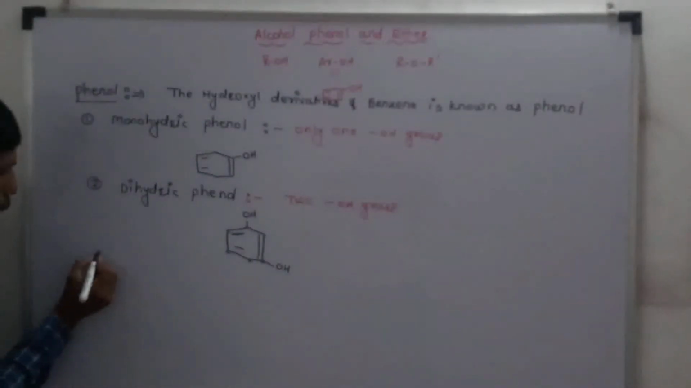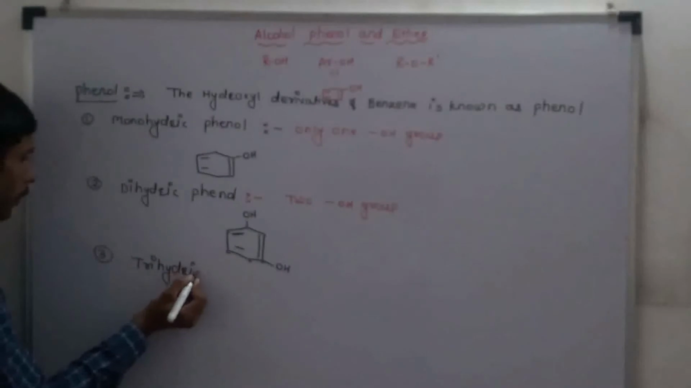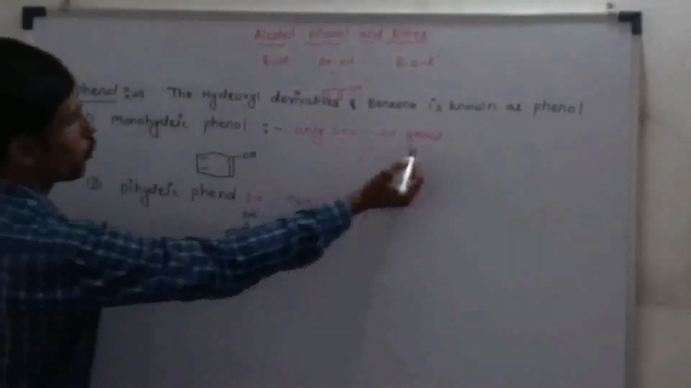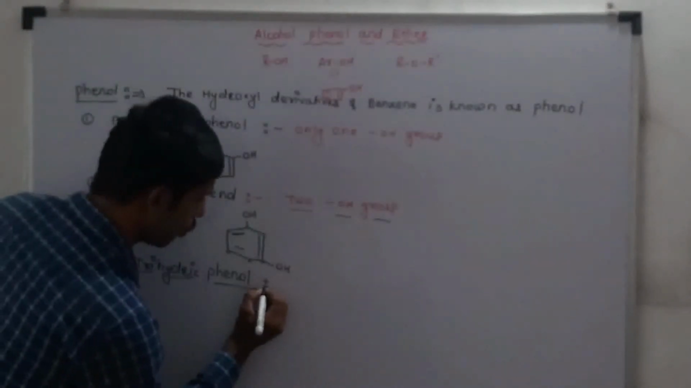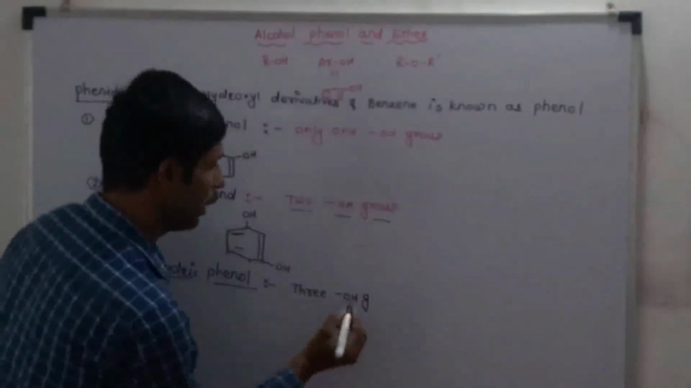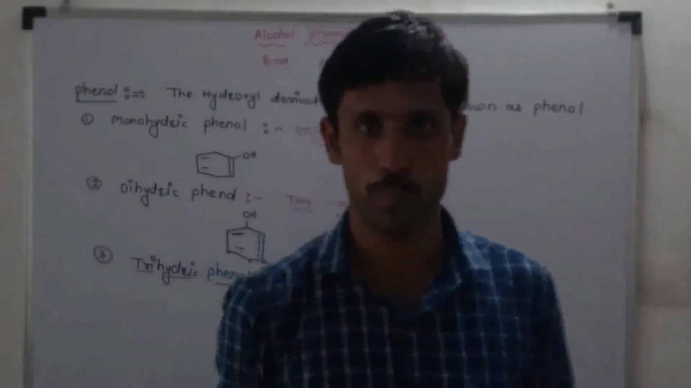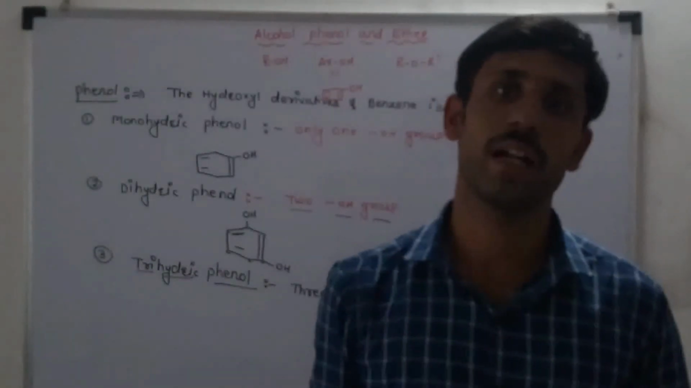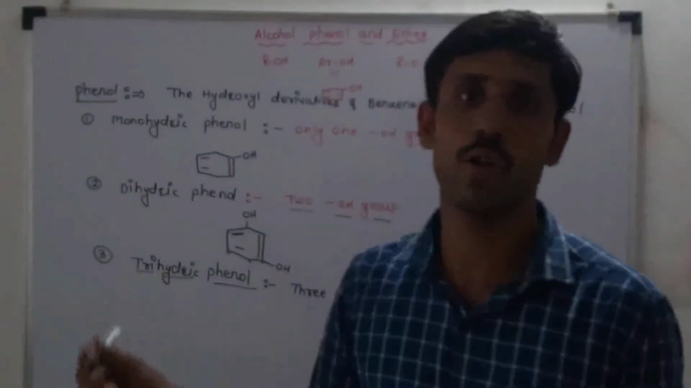Third is the trihydric phenol. Mono means only one OH group, di means two OH groups, and tri means three OH groups. Trihydric phenols contain three hydroxyl groups directly attached to the aromatic structure.